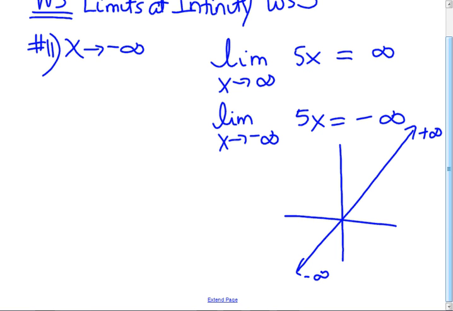So number 2, be careful with that. What? Question. That's correct.